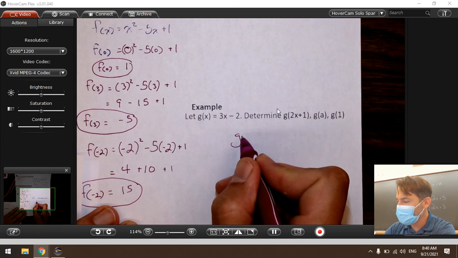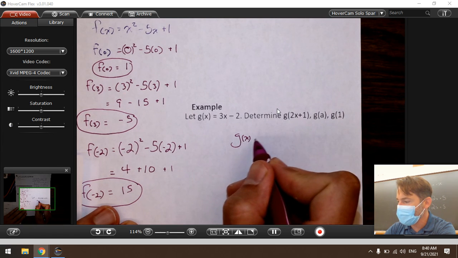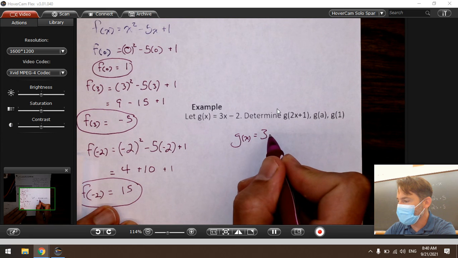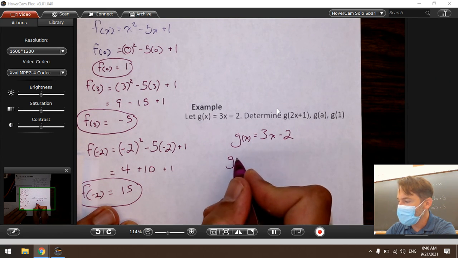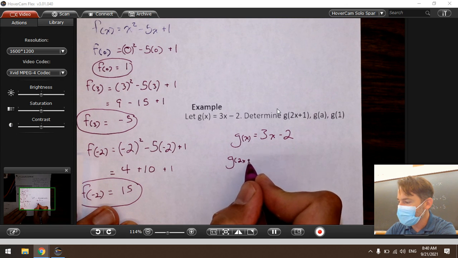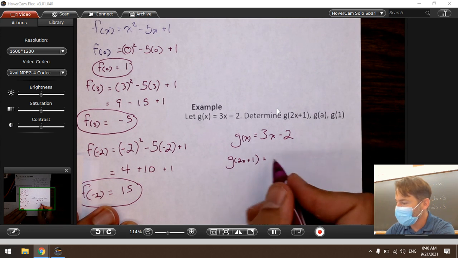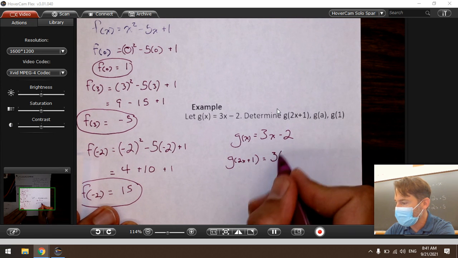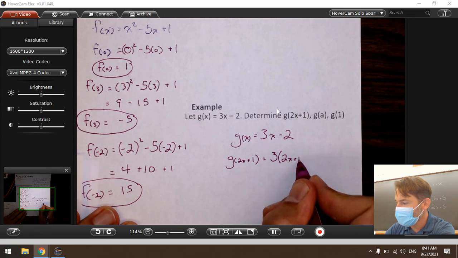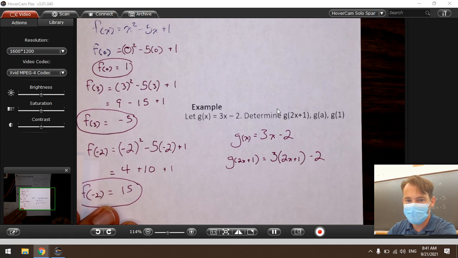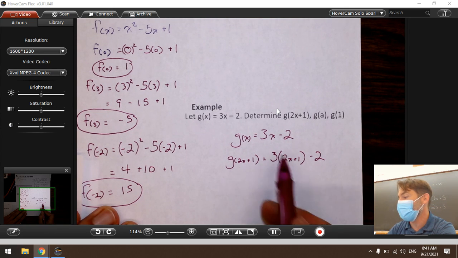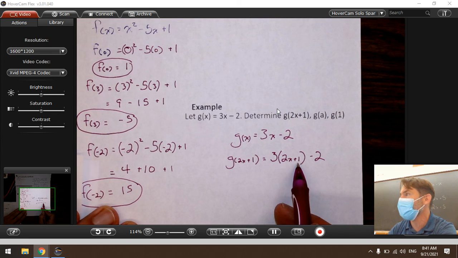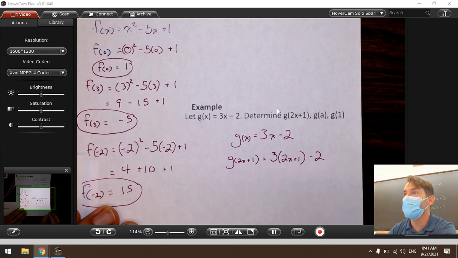Okay, if g of x, and remember, I'm going to rewrite my function, is equal to 3x minus 2, okay? And now I want to know g at 2x plus 1. Whoa! Okay, I'm just going to substitute in, and remember to substitute into brackets. 2x plus 1 minus 2. Notice I just substituted in that crazy stuff they told me to substitute in for x. See, this was x, now it's 2x plus 1. Substitute into brackets, and it helps you avoid mistakes.